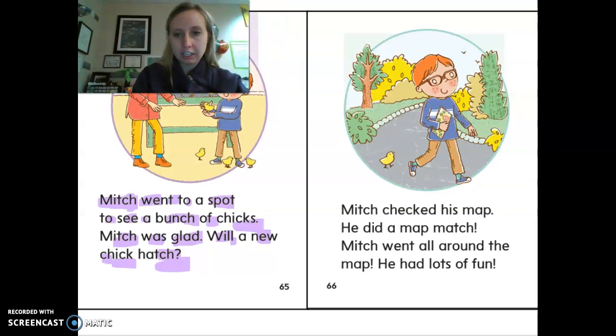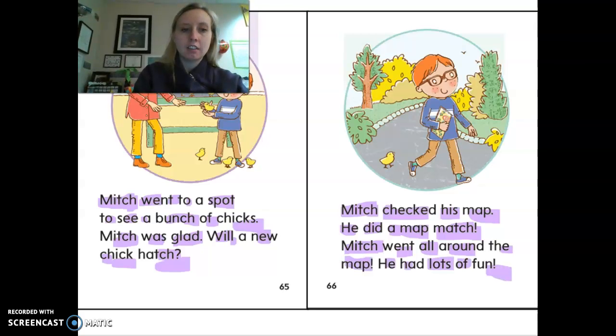Okay, let's look for our digraph. Ch, ch, ch, ch. Okay, ready? Begin. Mitch checked his map. He did a map match. Mitch went all around the map. He had lots of fun.